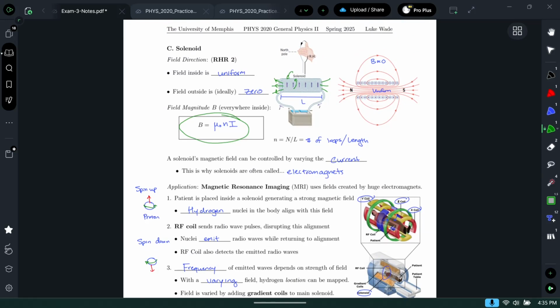What usually trips people up with this one is little n is not the same as big N. Big N is how many loops. Little n is how tightly they're packed, and you find that by dividing the number of loops by the length. So if you see that it's a number of loops, you know that's big N. If it's 100 loops per meter, that's little n, because that's how tightly the loops are packed.